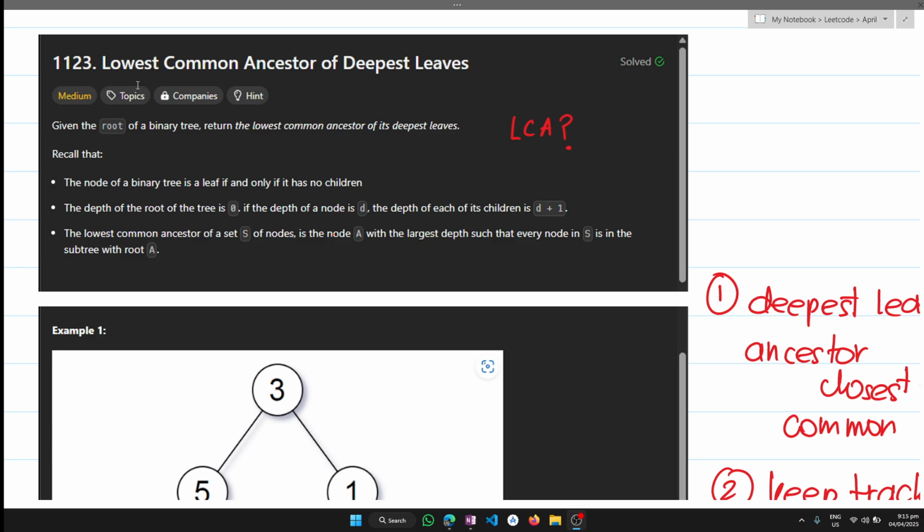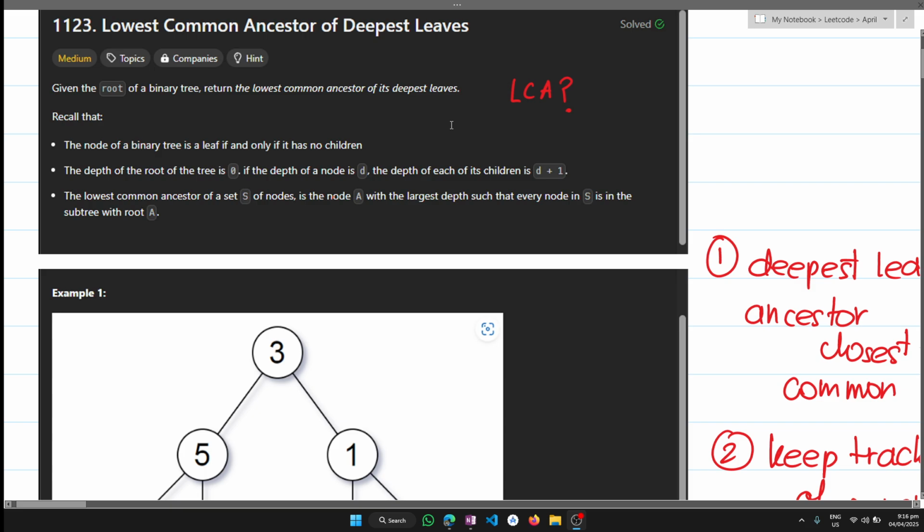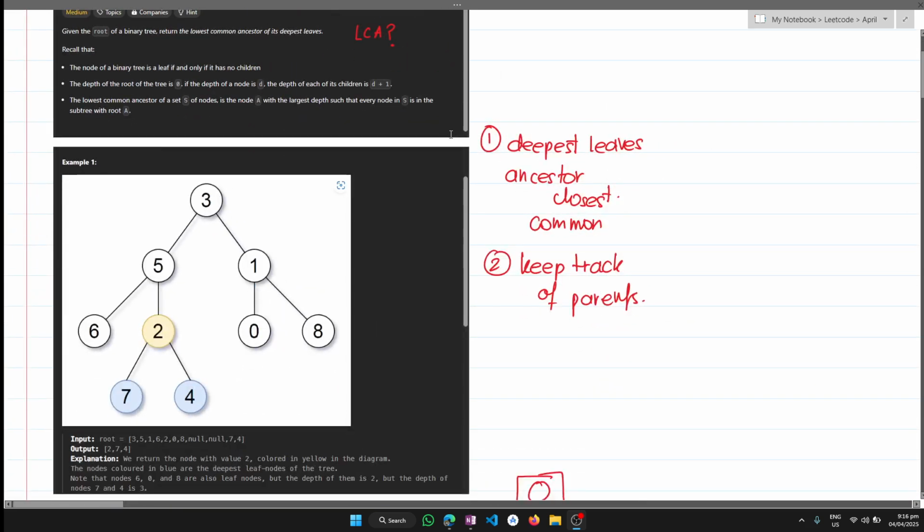So today we solved the LCA of deepest leaves problem, but we did so through our own custom approach, right? What we did was we kept track of the parents, something like this. So for 7 the parent is 2, for 4 the parent is also 2, and since the parent is the same, this must obviously be the lowest common ancestor, or you can say the closest common parent. And why am I talking about 7 and 4?